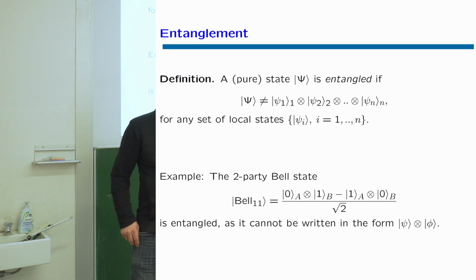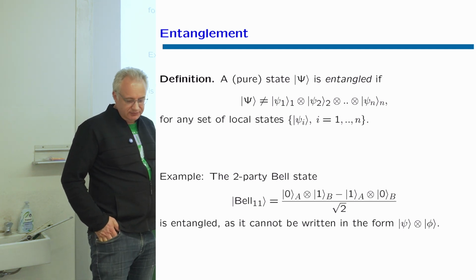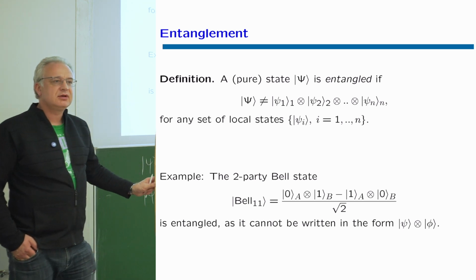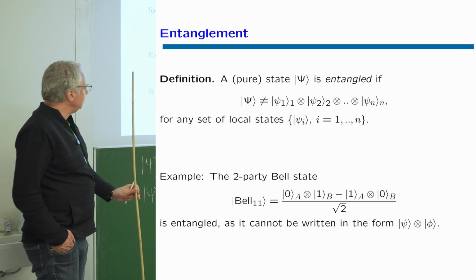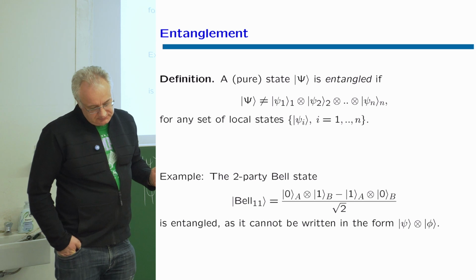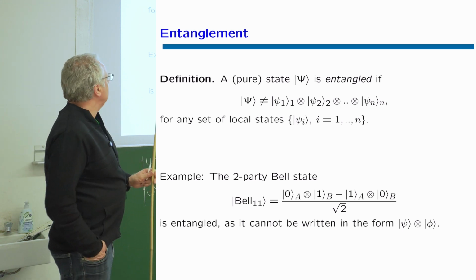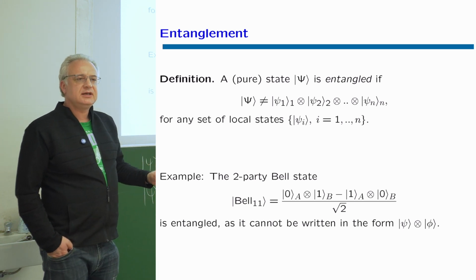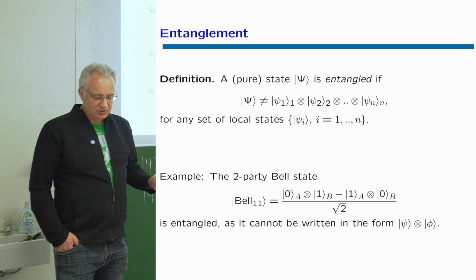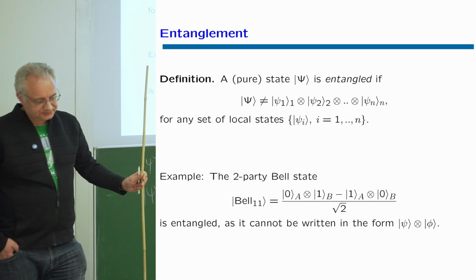So that's maybe a nice exercise for you to prove. If we have time at the end of this class, maybe we can do that. Maybe you can think about ways of proving that this state cannot be written in that form. Okay, so let's keep an eye on that. So that is the definition of entanglement and an example for an entangled state.